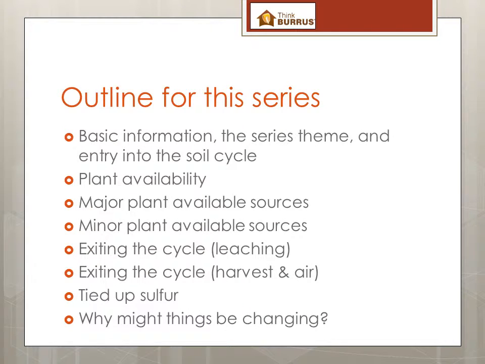I'm also going to take a moment to remind you where we are in the overall outline of this series. In session 1, we talked about basic sulfur information and the theme that governs this series. In session 2, we talked about plant availability. In session 3, we're building on that by talking about major plant available sources of sulfur. What things supply most of the plant available sulfur for the plant? Today, we're going to talk about organic material.